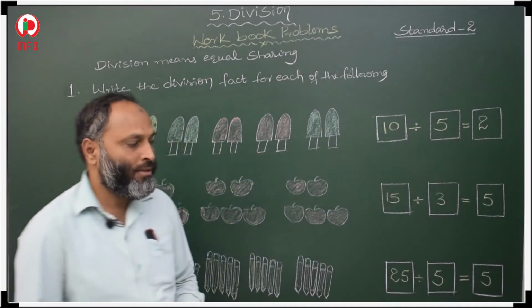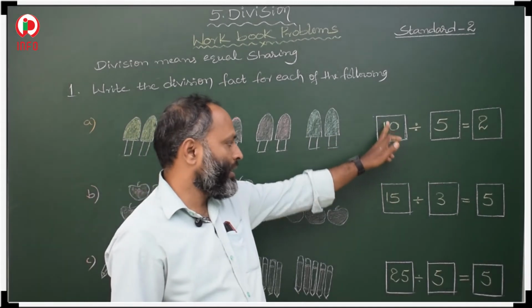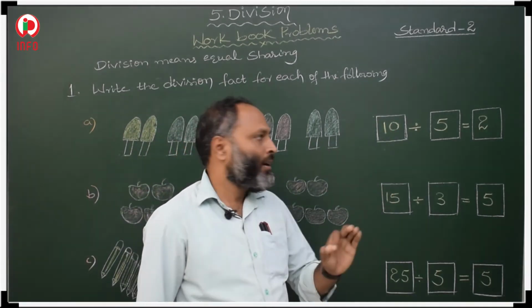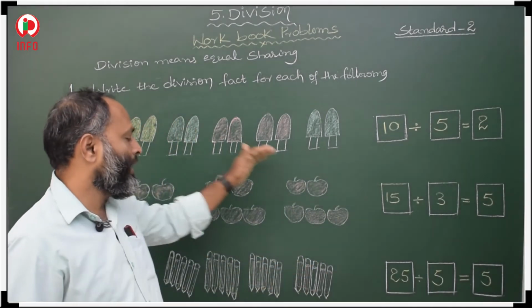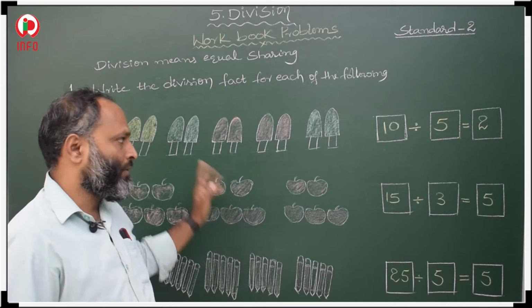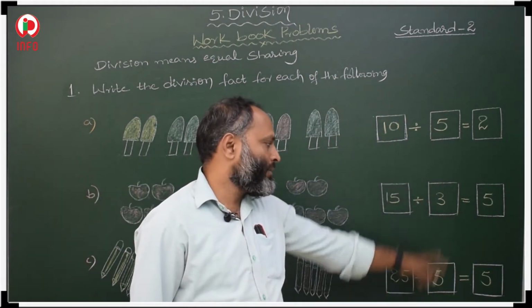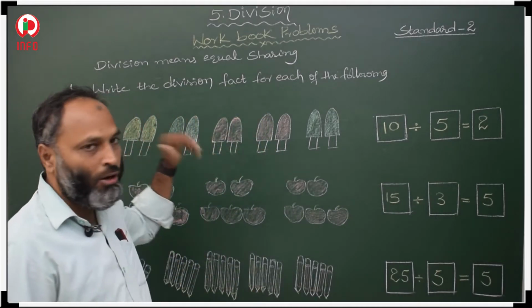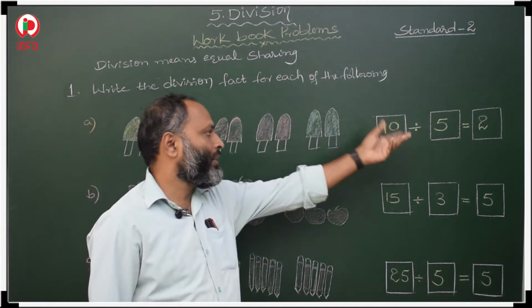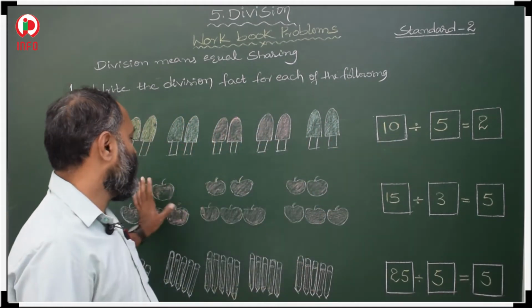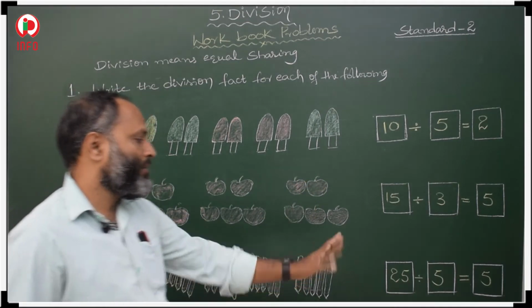Okay. In this way we have to write our division fact. First, in the first box we write the number of items, the number of articles. How many items are there? First we have to count, and the total we write in the first box. In the second box we write the number of groups. In how many groups is it divided? If 5, we write 5. If 3, we write 3. If 5, we write 5.